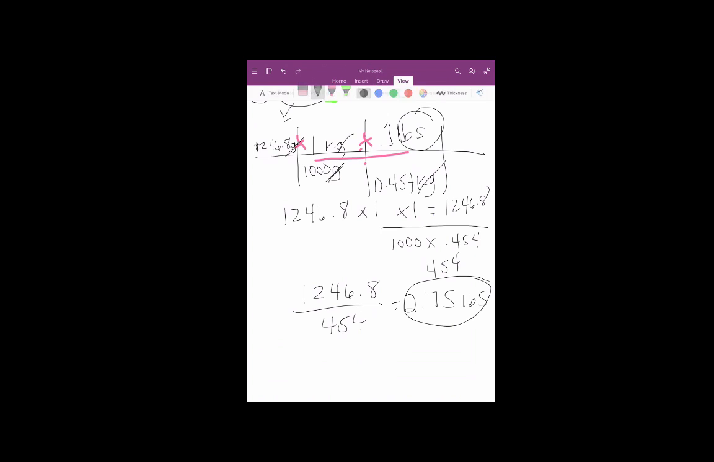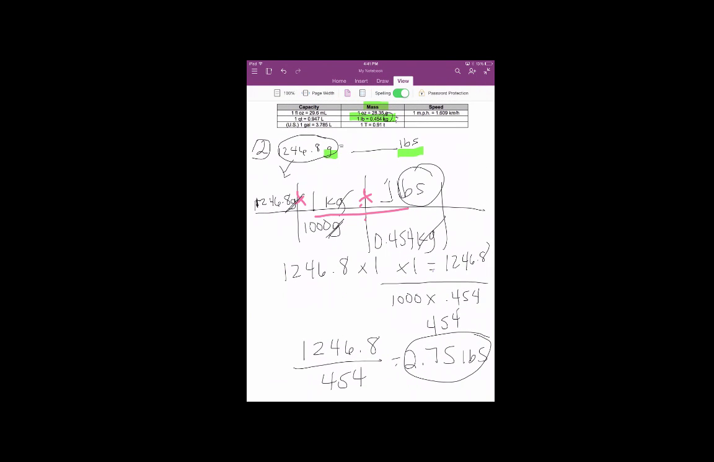So all in all, what we have is 1246.8 grams equals 2.75 pounds.